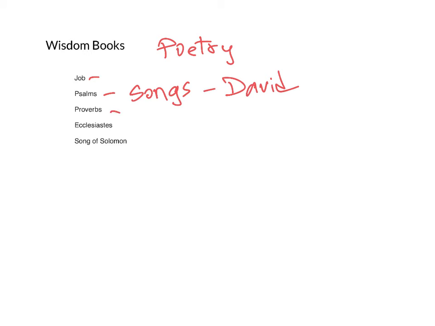Proverbs, probably authored by David's son, Solomon, who became king after David, and who was said to be the wisest man who ever lived. And Proverbs are a collection of wise sayings designed to teach people, especially children, what is wise and right and true and good. Ecclesiastes, probably also authored by Solomon.